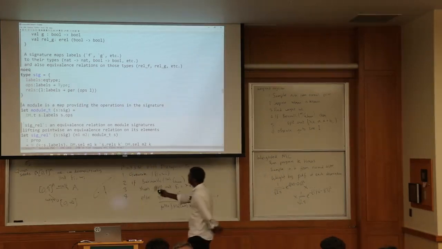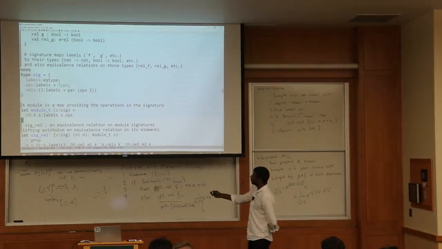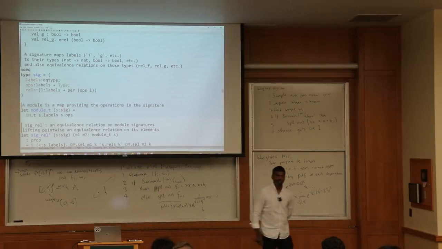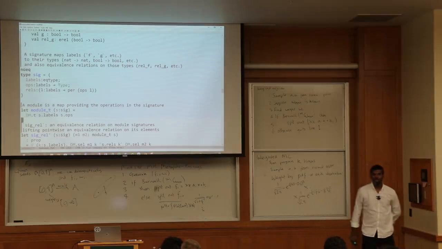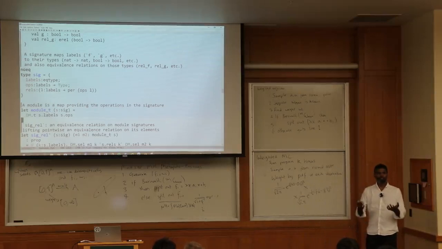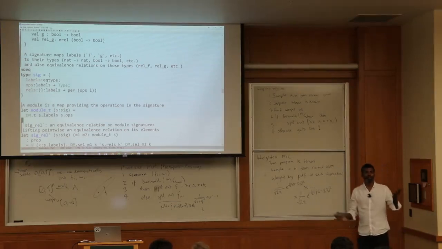And a module is indexed by its signature, and it's a dependent map. So what's a dependent map? A dependent map is just a dependent function. It's a function whose codomain has a type that depends on its domain, and it's like a heterogeneous function.